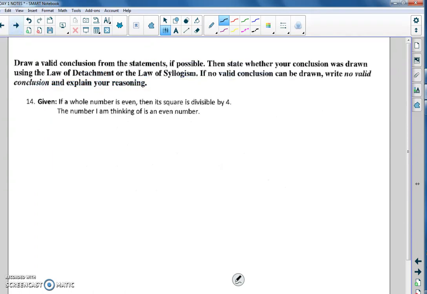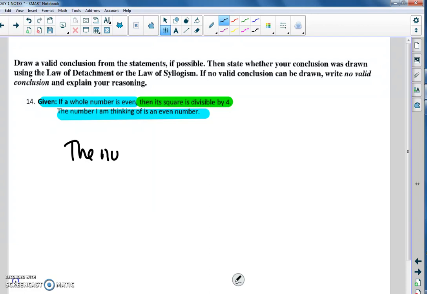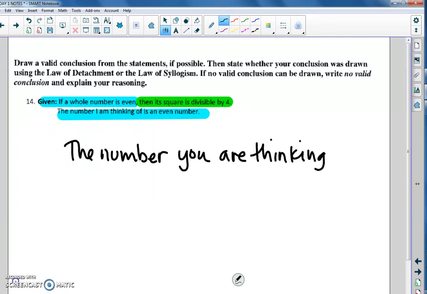Okay, these problems I'm going to pick. Am I using detachment or syllogism, and can I make it? Is it a valid conclusion? First number, if a whole number is even, then its square is divisible by 4. So you want to see, are they giving me the hypothesis part of the statement? Hypothesis, conclusion, they're giving me the hypothesis. So my conclusion that I make is the number you are thinking of is what?